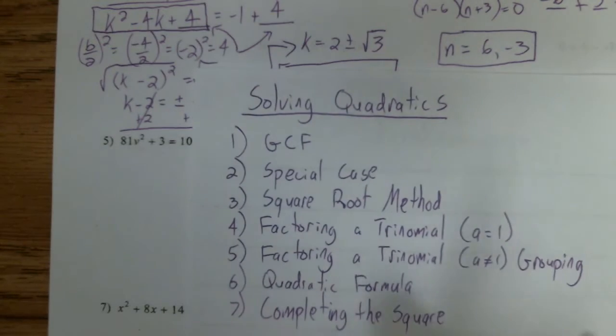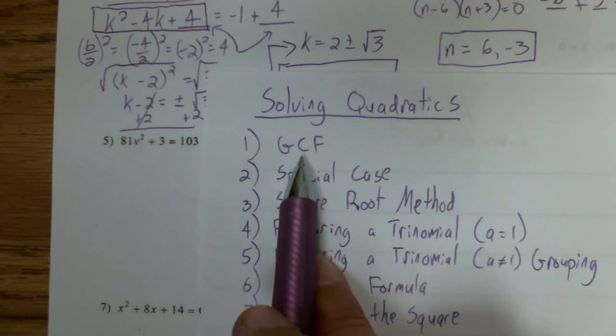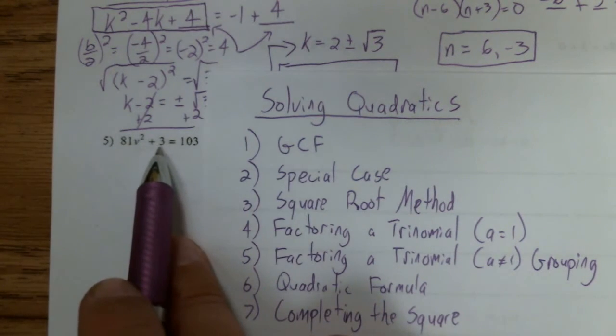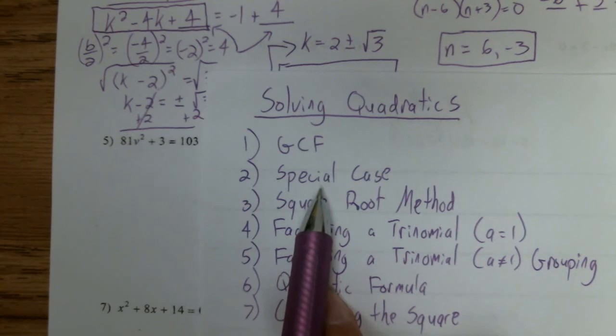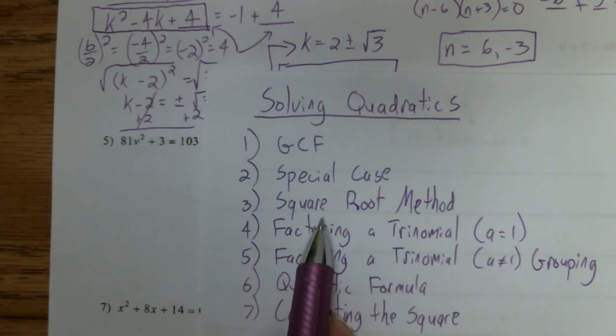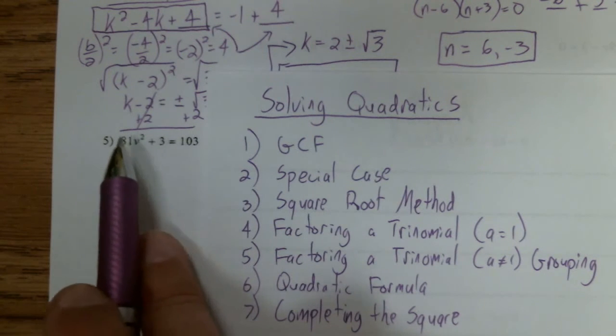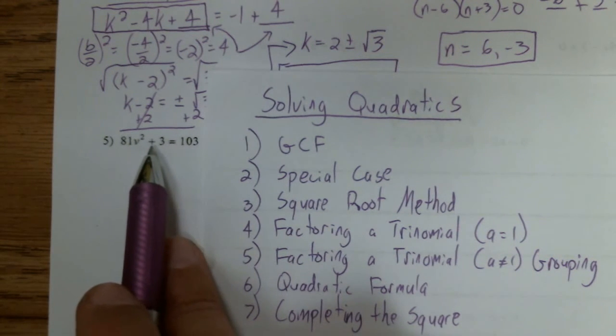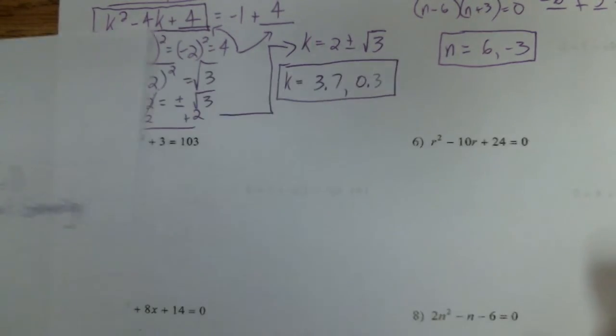Number 5, can I use the GCF method? No, because I have a constant. I have a c term. Special case? No, that's not a special case. What about the square root method? Notice I don't have a b term. I have a v squared, but I don't have a single v anywhere. So in this case, I can use the square root method.